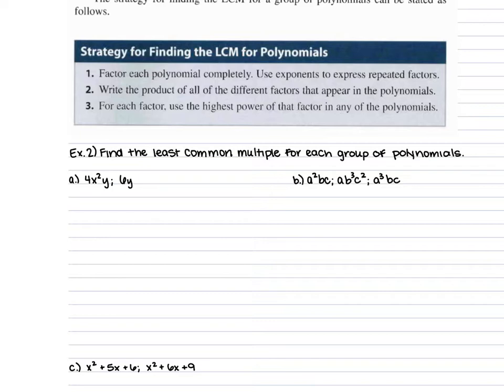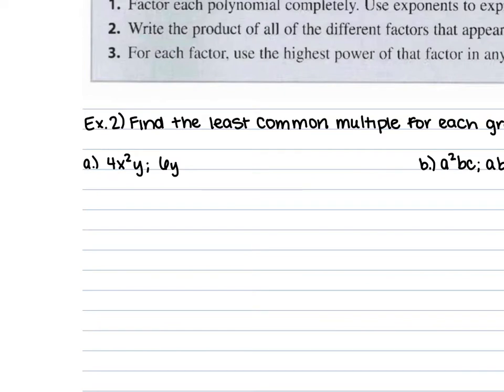For example A, you have 4x squared y and 6y. Your factors of 4 are 1 and 4, 2 and 2. Your factors of the 6 are 1 and 6, 2 and 3. Okay, hold on. Let's backtrack here. I'm going to do this a little bit differently, because if I do it that way, you're not going to understand it. All right, so the bigger number out of the two that we have is the 6.